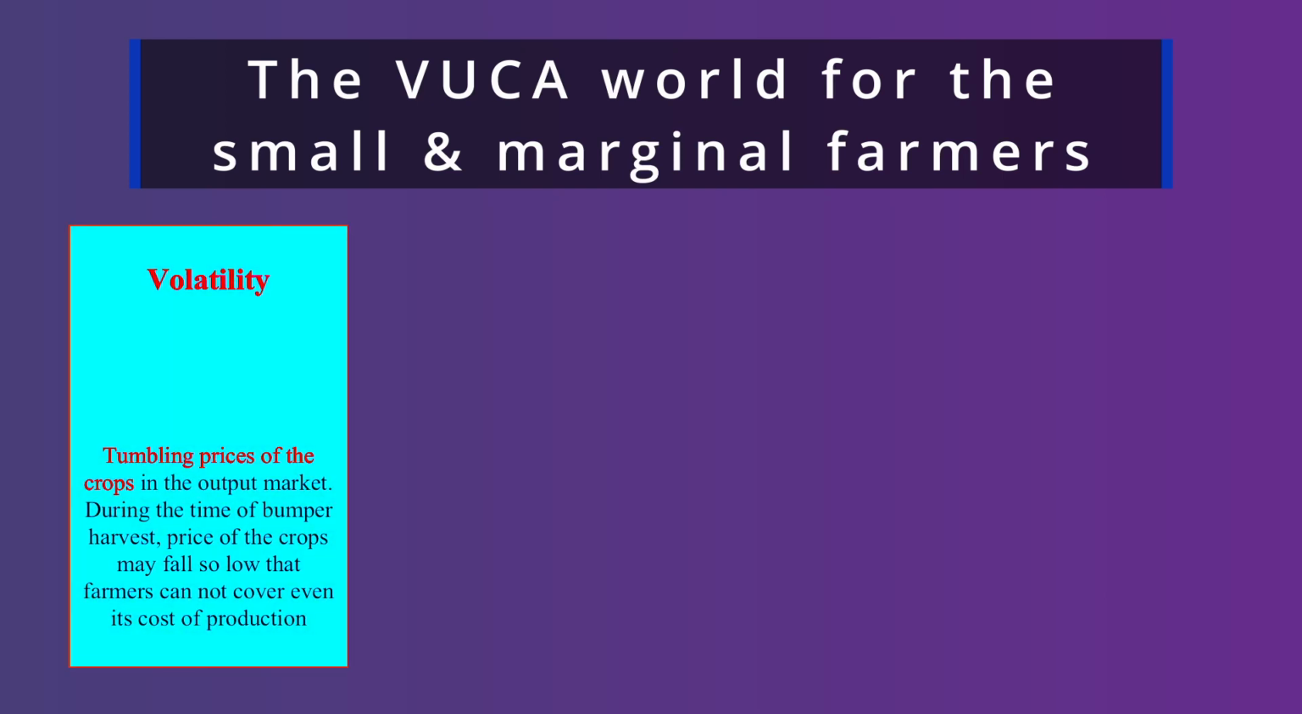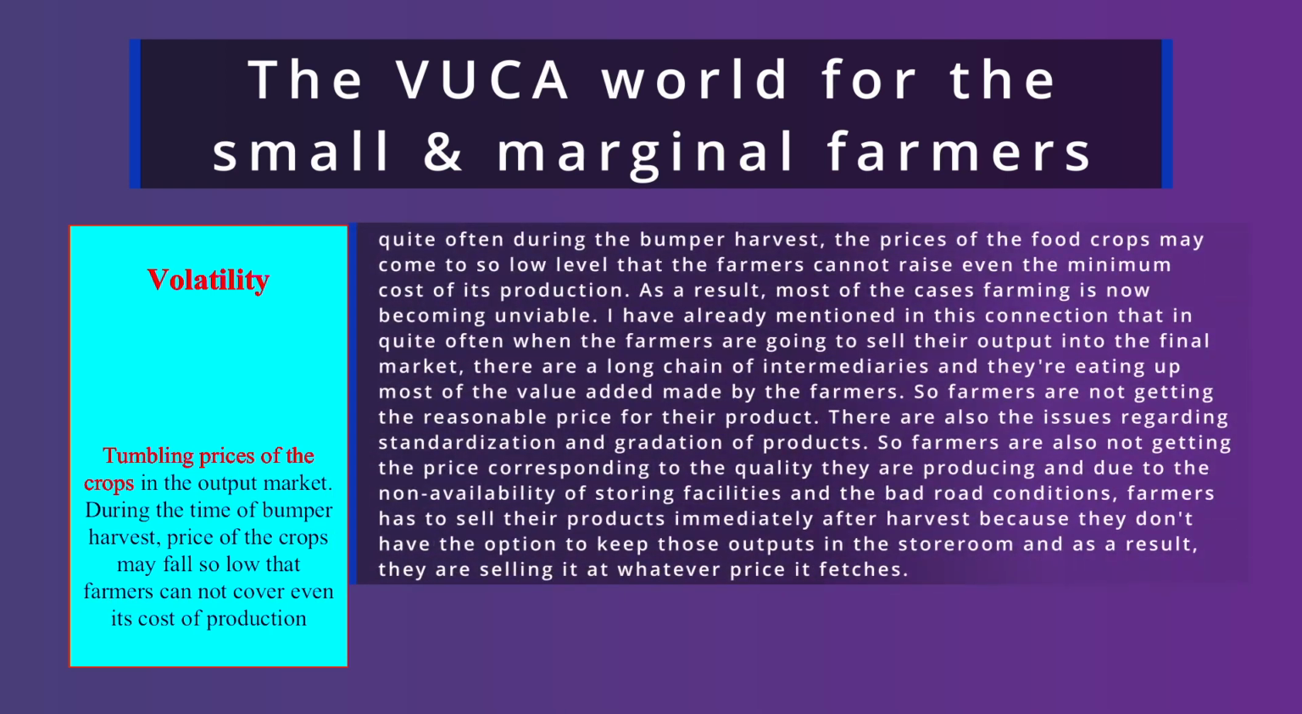Now, volatility arises due to tumbling of the prices of the food that the farmers are producing. Quite often during a bumper harvest, the prices of food crops may come down to such a low level that the farmers cannot raise even the minimum cost of production. As a result, in most cases farming is now becoming unviable.